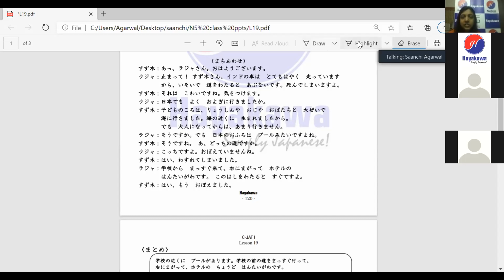So Suzuki-san is speaking, right? So he responds to that. He says, Hai, mo oboemashita. Yes, I have memorized it now. So any doubts regarding this lesson?